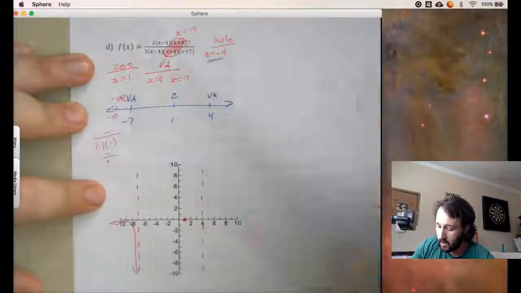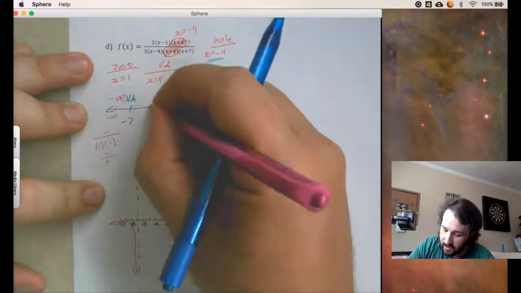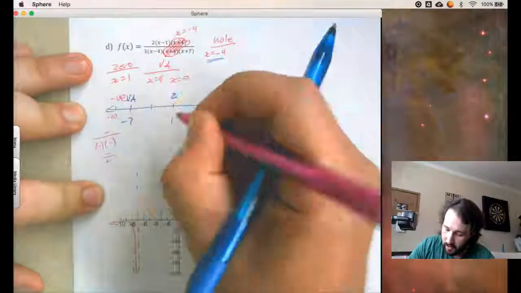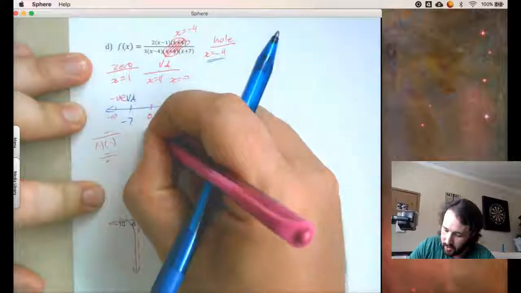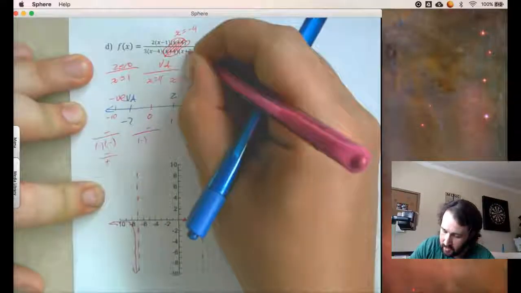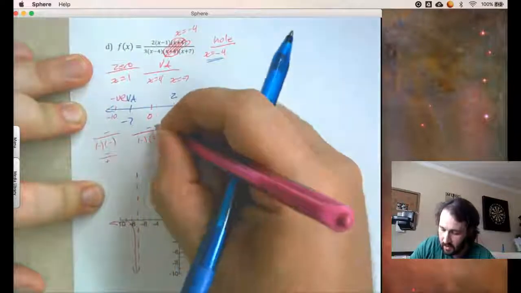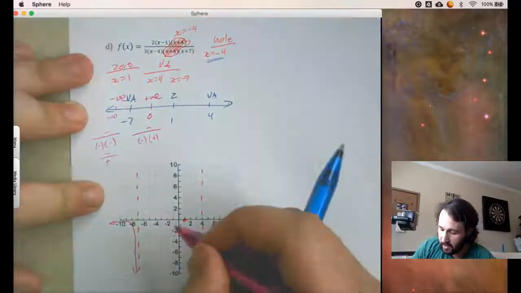All right. The next thing, between negative 7 and negative 1, or sorry, positive 1, say I choose 0 because that's easy, because 0 minus 1 is a negative, over 0 minus 4 is a negative, and 0 plus 1 is a positive. So a negative divided by a negative is a positive interval. So it's going to be positive the entire time.